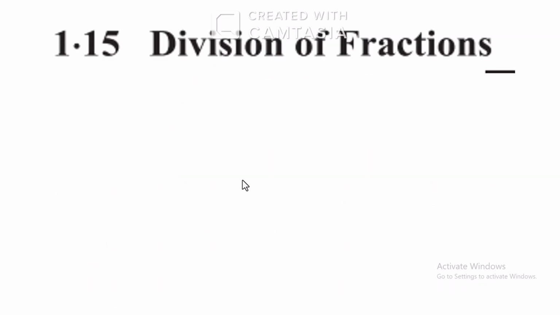Division of fractions, a very interesting topic. For example, 3 by 5 divided by 4. You know, 3 is the numerator, 5 is the denominator, and 4 is the integer. So, 3 by 5 multiplied by 1 by 4. You know, 1 by 4 is the reciprocal of 4. So, we have to change the sign.